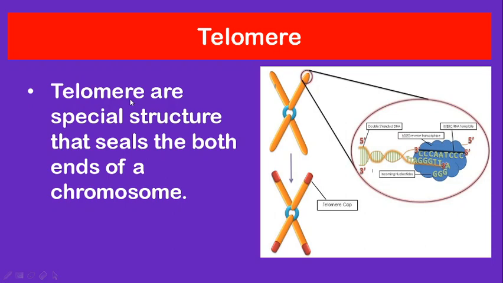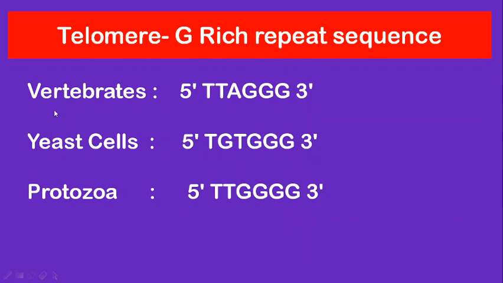These mammalian telomeric DNA sequences are repeated base pairs, G-rich, TTAGGG. TTAGGG is the mammalian sequence for telomeres. For vertebrates, you can find the sequence 5'-TTAGGG in animals, birds, reptiles, and all vertebrates. You can find telomeres having this G-rich repeated sequence TTAGGG.